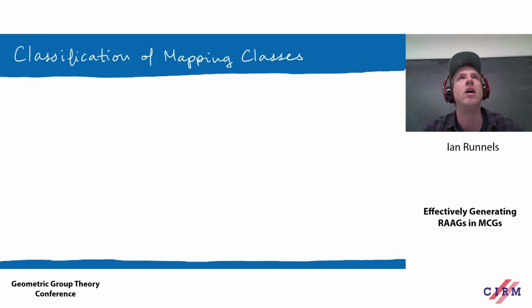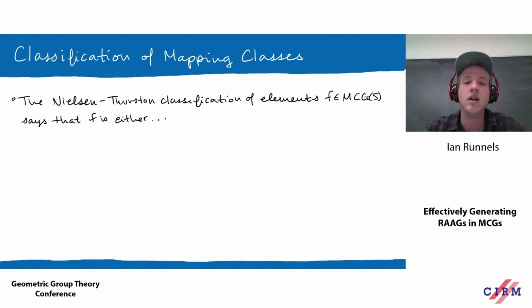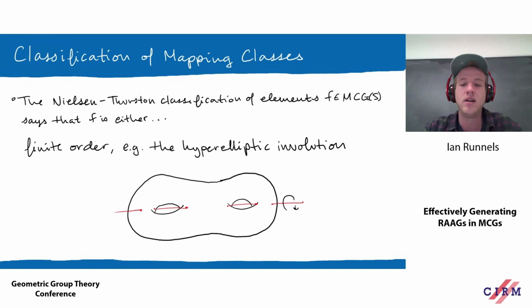So what kind of elements in the mapping class group do we have to work with? There's this classification due to Thurston, extending work of Nielsen, which says that there are three flavors that elements of the mapping class group can come in. First we have finite order elements, our torsion elements. Here's an example, what's called a hyperelliptic involution. We take our surface of genus G and skewer it through the middle and do a full rotation about that axis. However, right angled Artin groups are torsion free, so we don't care about those for today.